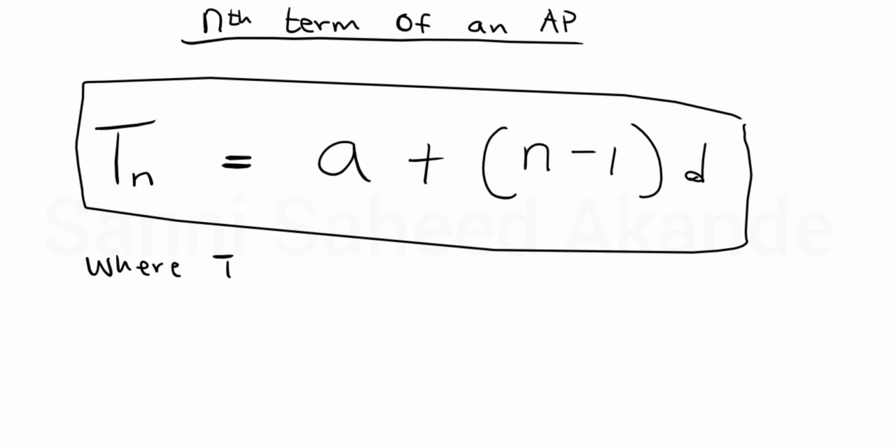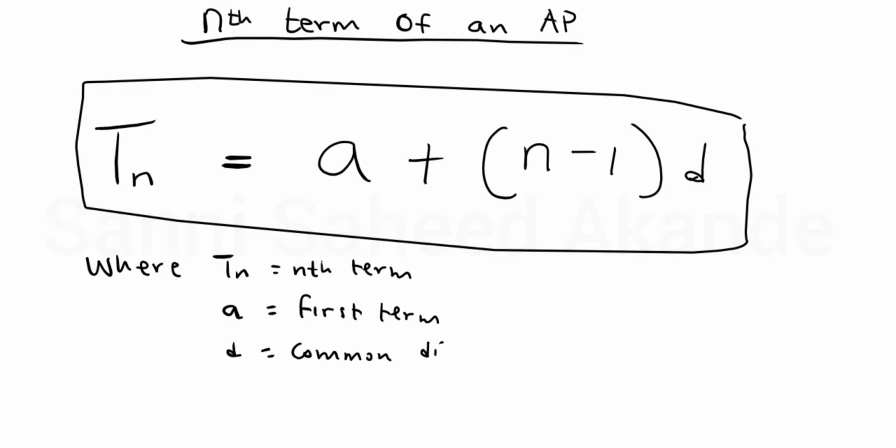Tn is the nth term, where A is the first term, understood, and D is the common difference. The common difference. All right. And finally, n is the number of terms. Number of terms. So those are the parameters that we have in this formula. All right. So let's continue.